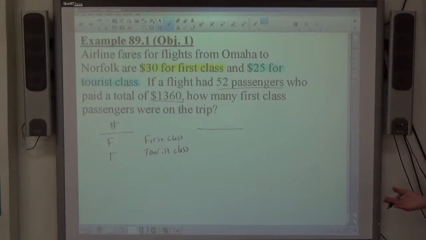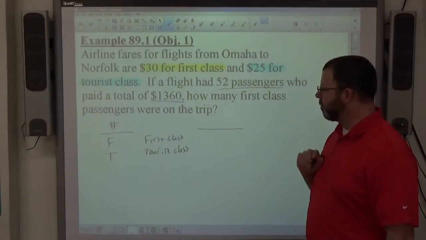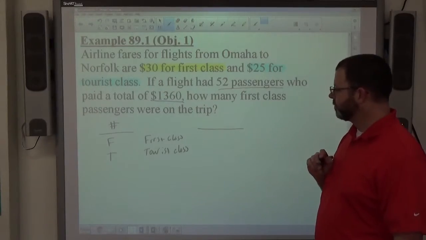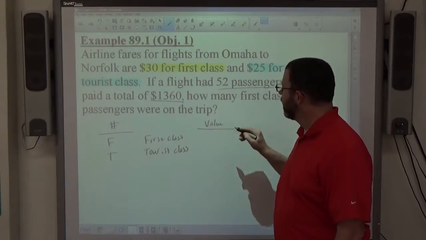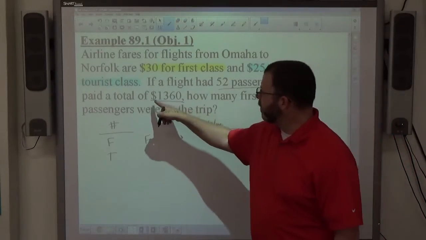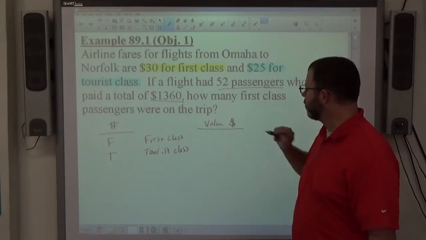So F could equal 10, F could equal 33, F could equal 52, or F could equal 0, somewhere between 0 and 52. It should be a whole number though because we're dealing with actual tickets. We don't sell parts of tickets. And T is the number of tourist class tickets we sold. All right, and then as far as value is concerned, the value of money they gave me was dollars. The value per ticket is also dollars, so everything's in dollars for this one.